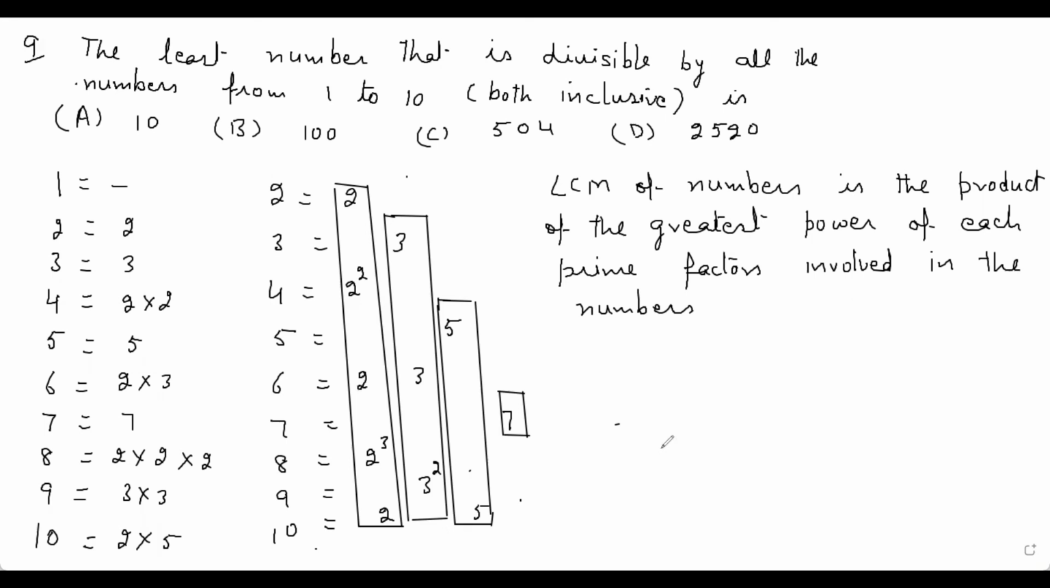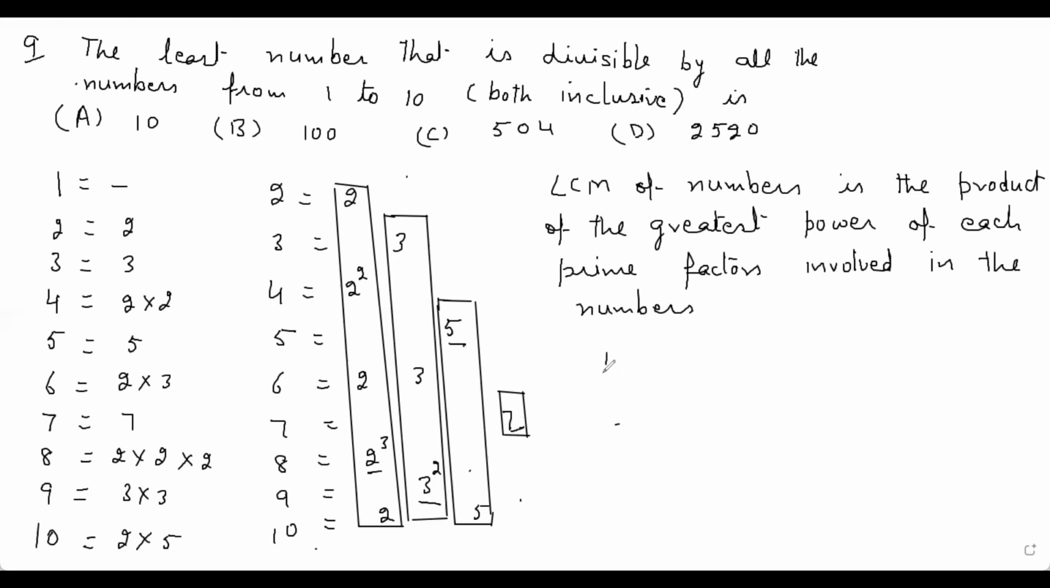Now, what are the prime factors involved here? They are 2, 3, 5 and 7. The prime factor involved here is 2, and the greatest power of 2 is 3, so we are going to take this number. Next prime factor is 3, and the greatest power of 3 is 2, so we are going to take this number. Now here, the greatest power is 1, so we will take this number. And similarly, the greatest power is 1, so we will take this number.